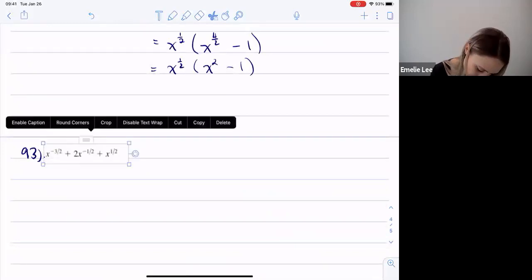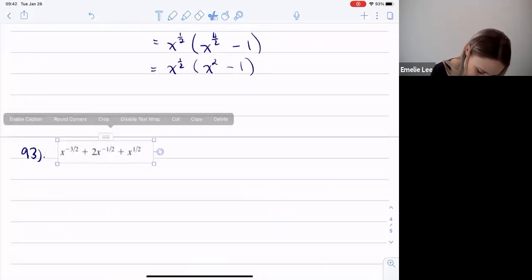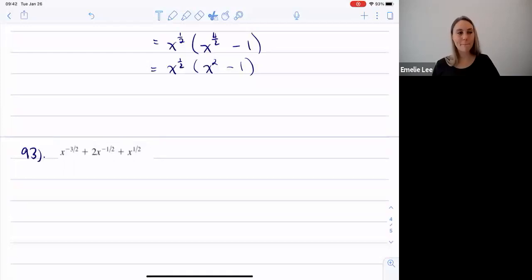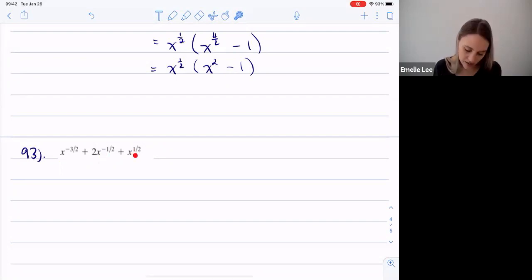So I don't have to try to remember those fractions. Okay. All right. So here, the smallest power of x, right? We've got a negative exponent, -3/2, and a -1/2. Okay. And then a +1/2.